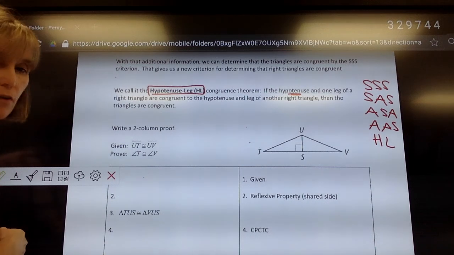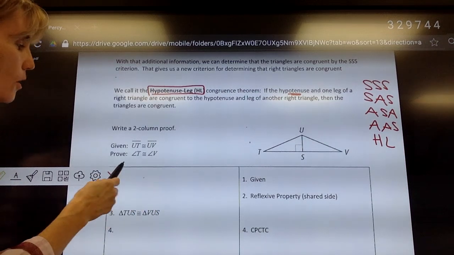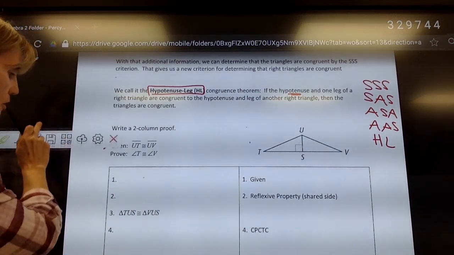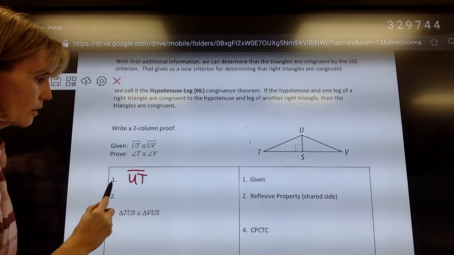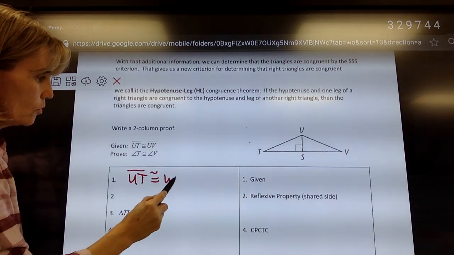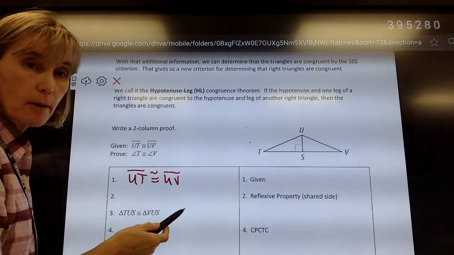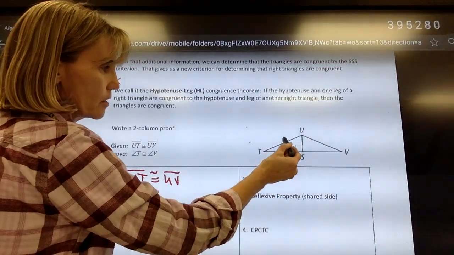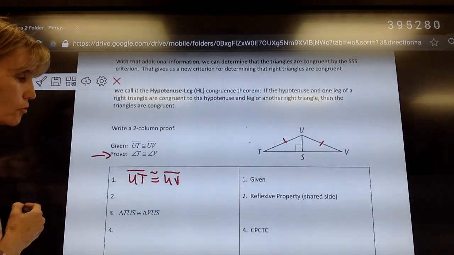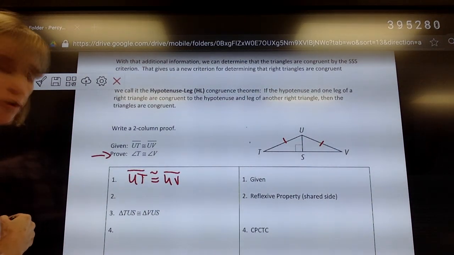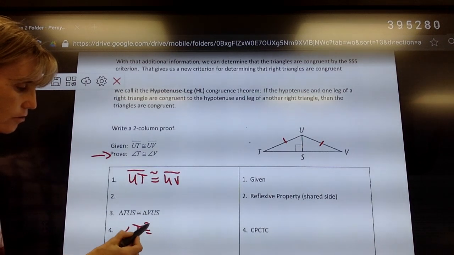So let's see what that proof looks like. It says write a two-column proof. It says given to me, and again, we always start with the given information when we're writing a proof, so I'm going to copy that down and say segment UT is congruent to segment UV. And that's given information. After I write it in my proof, I want to go mark it on my picture. And I want to prove that angle T is congruent to angle V, so that's going to be my bottom line.